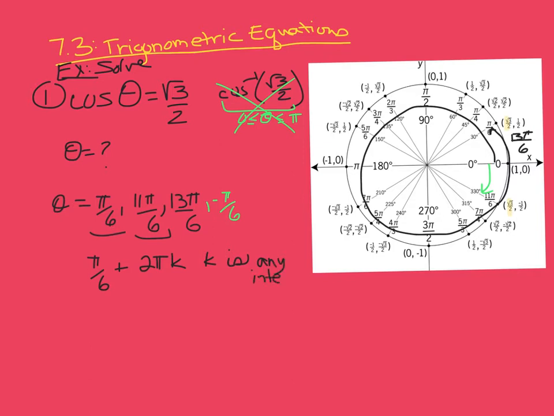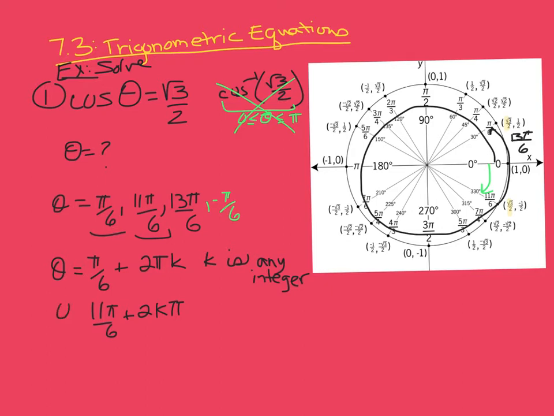And keep in mind, integers could be positive or negative, so that takes into account the negative things when we were subtracting 2 pi. Same thing for 11 pi over 6. We're going to do plus 2 pi k, or actually we usually write it as 2k pi would be the more common way of writing it. Same thing, k is any integer.